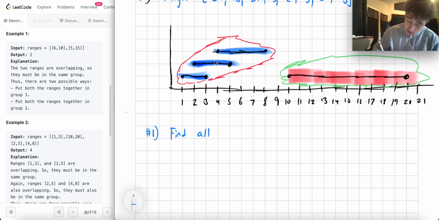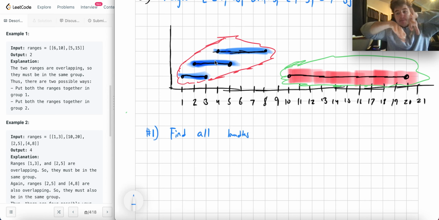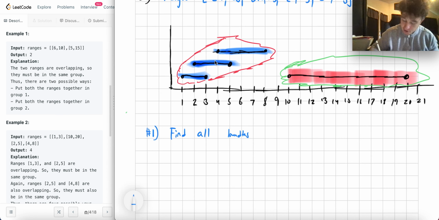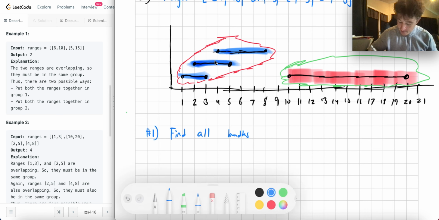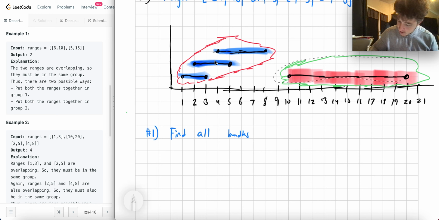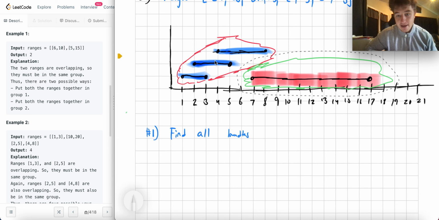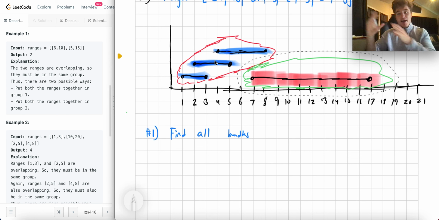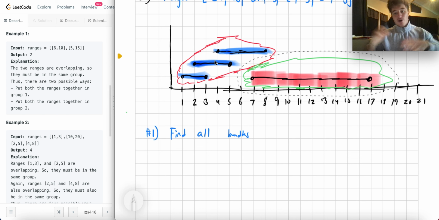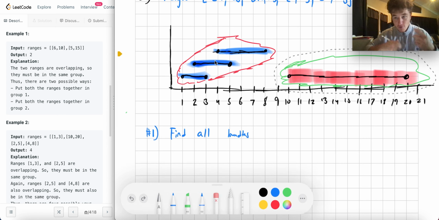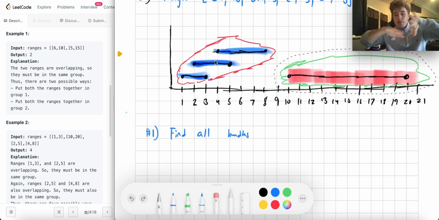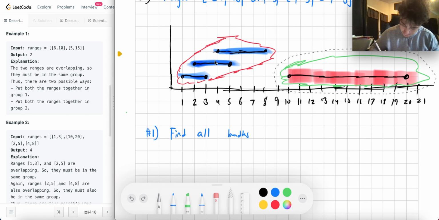So find all bundles where, and then since we're finding mutual bundles, the bundles don't overlap with each other, right? Because if the bundles overlap with each other, then they themselves would make one larger bundle, right? If I shifted over this bundle, well, then they're no longer separate bundles, right? Because they overlap, so they make one larger bundle. So from that, you can deduce that bundles don't share any overlap.